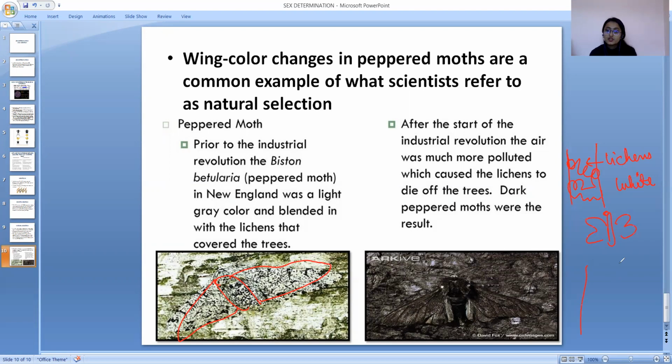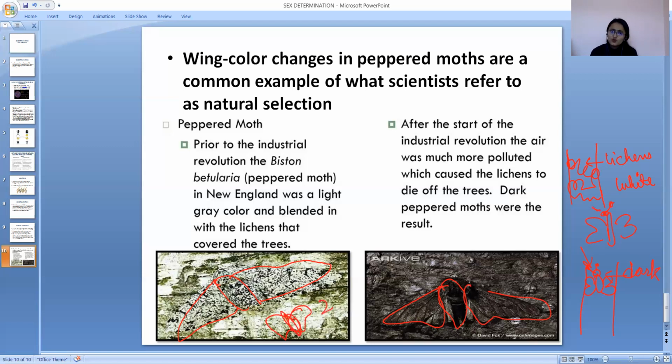Now trees will not have lichens and their bark appears dark in color. Now these white color peppered moths start become visible to the predators and they get eaten by predators. अब वो predators के लिए बिल्कुल साफ नजर आती है ब्लैक कलर की बार्क में, और सारी की सारी predators खा जाएंगे.